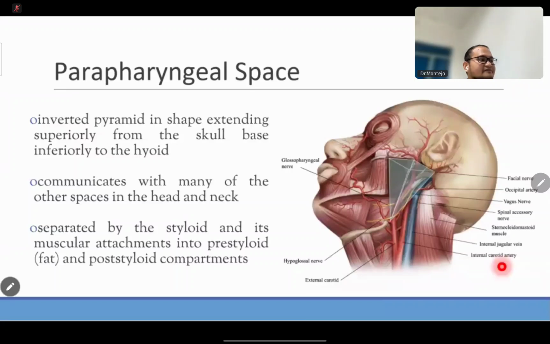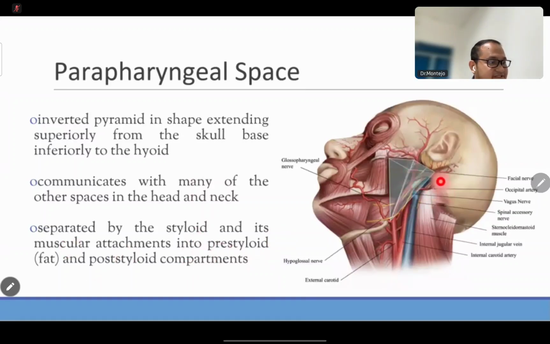So next, your parapharyngeal space. It is another common deep neck space, which also gets involved in pediatric cases. The parapharyngeal space is an inverted pyramid in shape, extending superiorly from the skull base inferiorly to the hyoid bone. It communicates with many of the other spaces in the head and neck. Your parapharyngeal space is separated by your styloid process into two components, your pre-styloid and your post-styloid component.